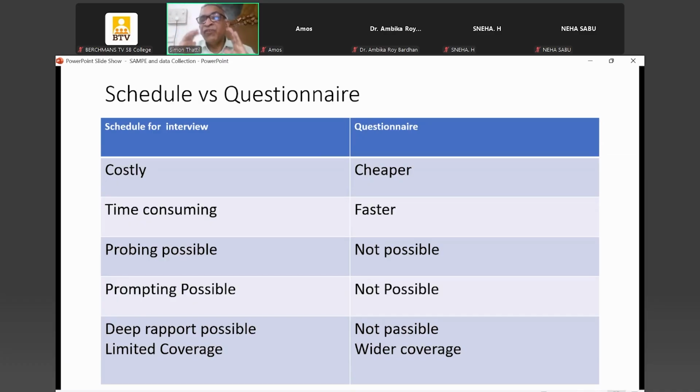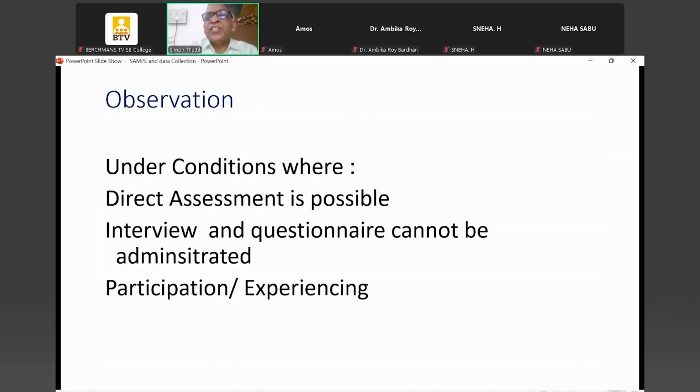This is the basic difference which we need to keep in mind. These are things which we even otherwise know, but we need to keep them in perspective when we are looking at data collection. Now, observation. Now, let us understand this. Interview is something which we have used, and the questionnaire is also something which we very widely use. But how many of us actually use observation?